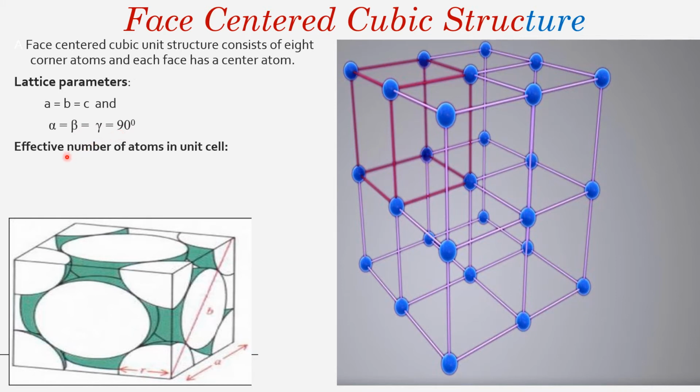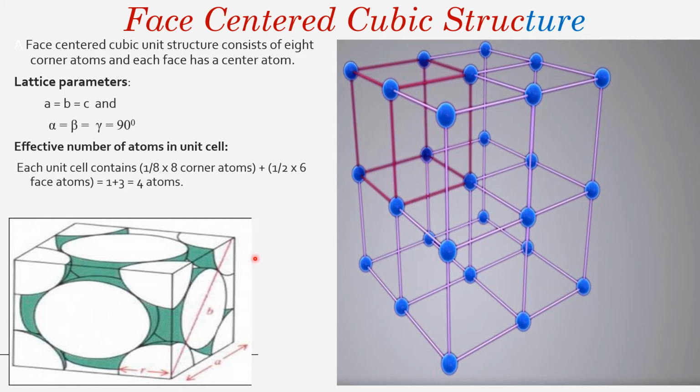Now we will find the effective number of atoms in the unit cell. It is similar to the BCC structure, where if you consider this corner atom, it is being shared by 8 unit cells. So it is contributing only 1/8 of the part to this red unit cell. That way, this red unit cell has 8 corners, so 1/8 into the 8 corners.